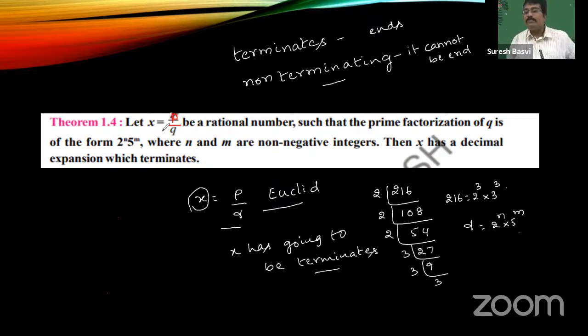So when can we say that x is going to be terminated? If it is in the form of p by q and q is in the form of 2 power n into 5 power m, then we can easily say that x terminates. Am I right?